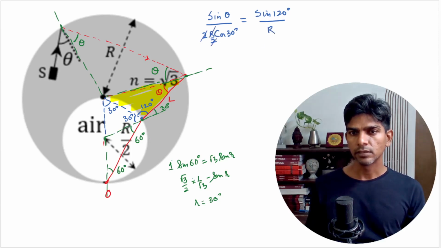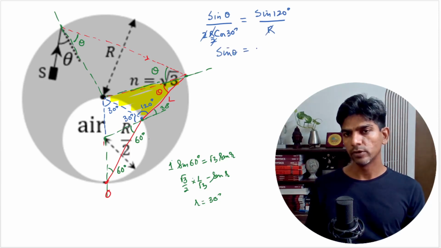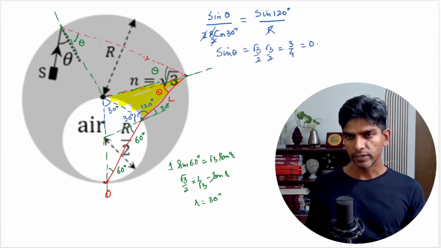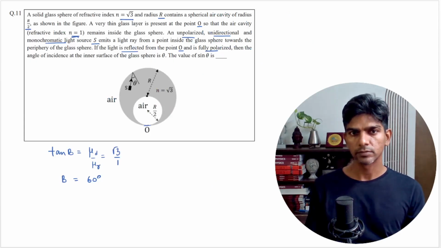So R will get cancelled. So sine theta comes out to be, cos 30 will be root 3 by 2. Sine 120 is also root 3 by 2. So that comes out to be 3 by 4. So in decimals, up to 2 decimal places, it will be 0.75. So 0.75 is the answer. So let me write here 0.75.